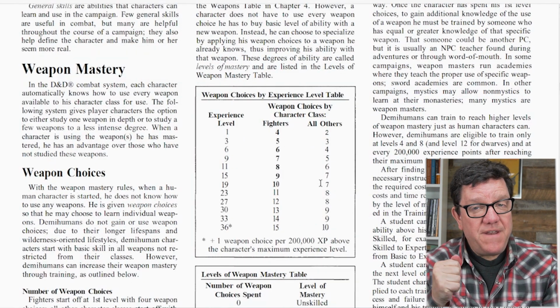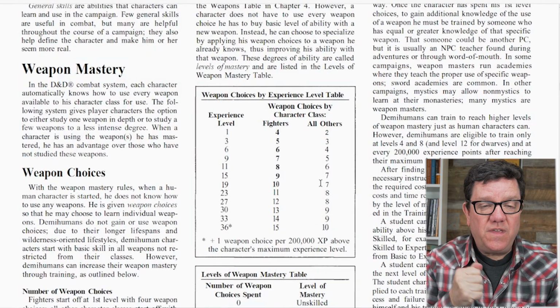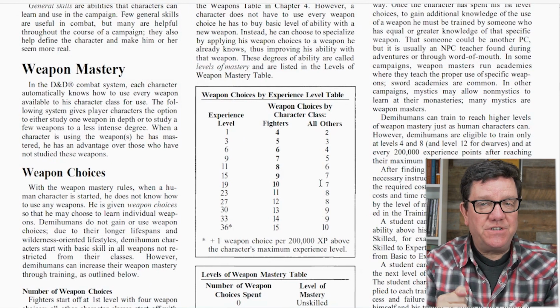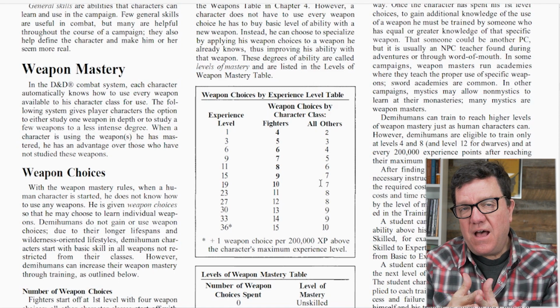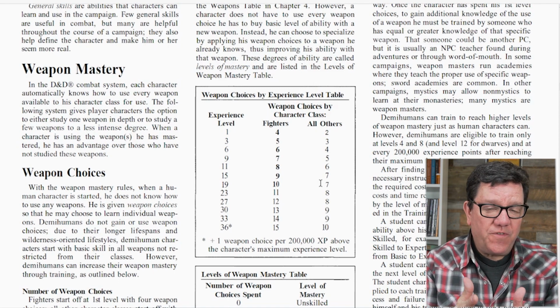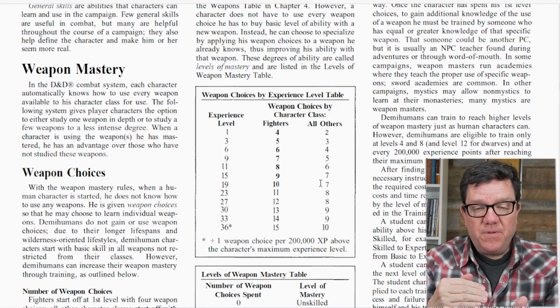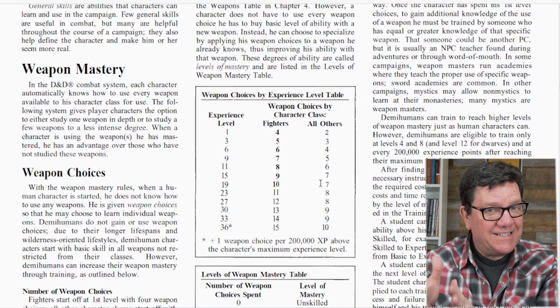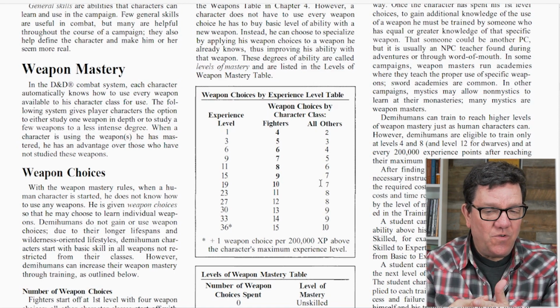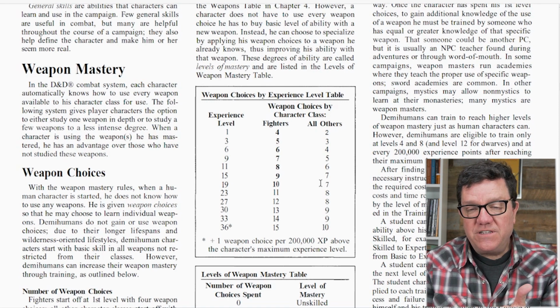All right, another thing that I'm not going to go over is the weapon mastery optional system, where basically all characters get them. But fighters get 4 to start with at first level. And then it goes up another one at 3rd, another one at 6th. All other classes, that is human classes, start at 2. And then get 3, 4, 5, and 6.